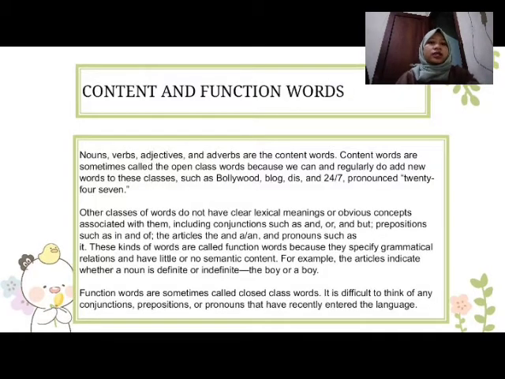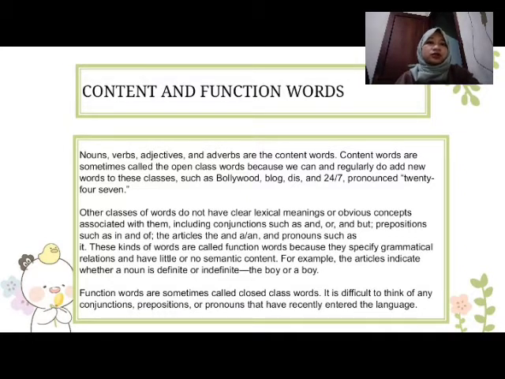And then we have content and function words. Nouns, verbs, adjectives, and adverbs are the content words. Content words are sometimes called the open class words because we can and regularly do add new words to these classes, such as Bollywood, love, this, and 24/7, pronounced twenty-four seven.